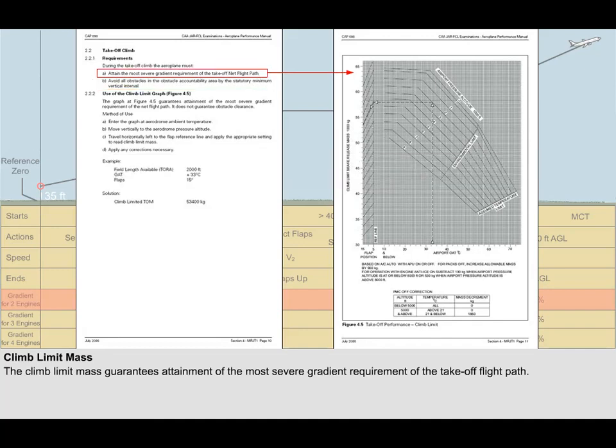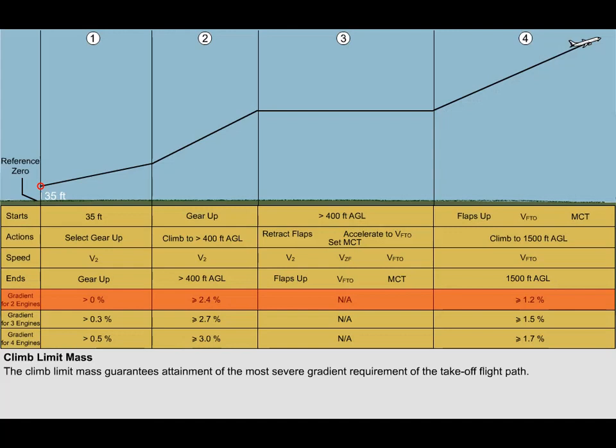The climb limit mass deals with point A. In other words, being at or below the climb limit mass guarantees attainment of the most severe gradient requirement of the takeoff flight path. What is the most severe angle of the takeoff flight path? Well, shown on screen is the takeoff flight path and segments of the takeoff climb. The most severe gradient requirement is in segment 2, which for a twin-engine jet aeroplane is 2.4%.